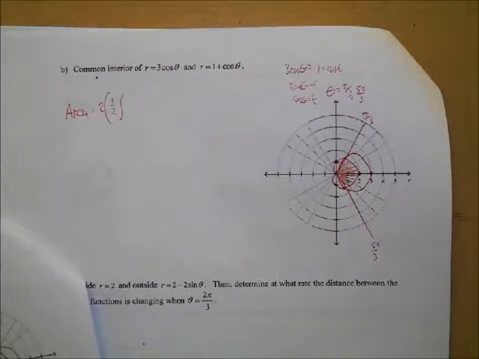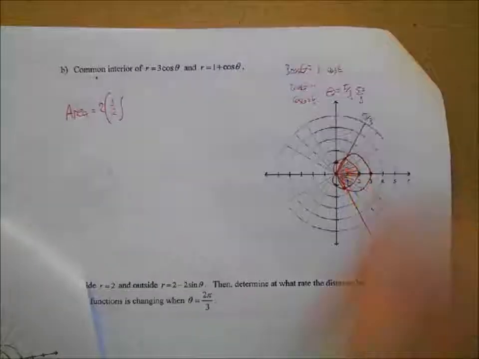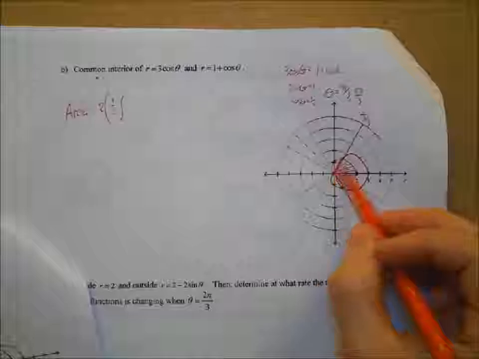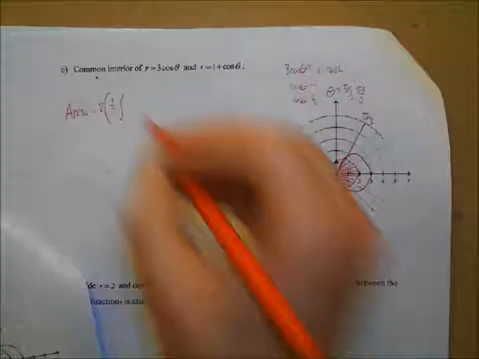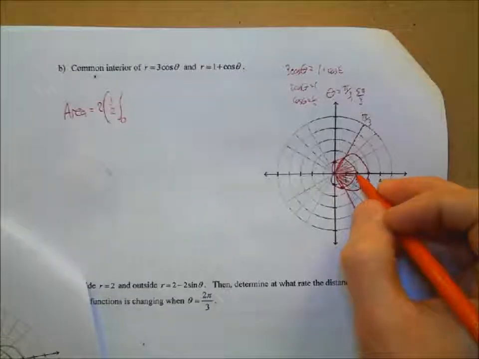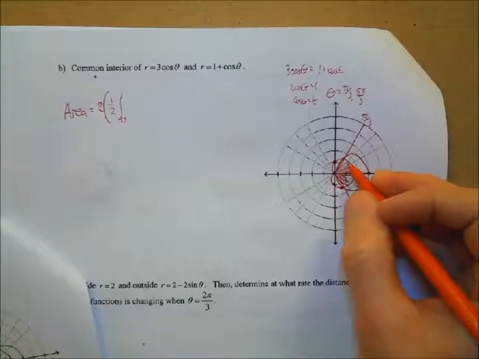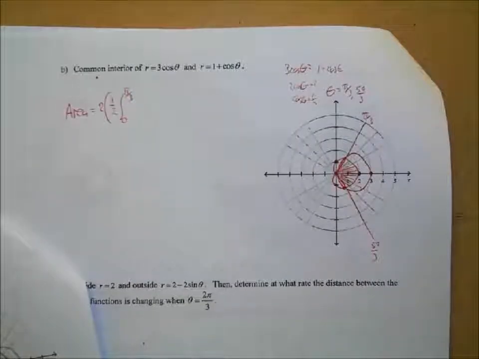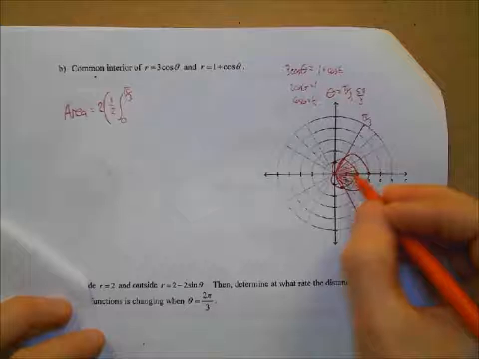Let's talk about this first region here. For that first region, we start at 0, and we will rotate to what's our upper bound then for that first part? Pi over 3. Yeah, we're going to go to pi over 3. Okay, and then what's our r here? The 1 plus cosine, right? This curve right here that determines that boundary is 1 plus cosine.